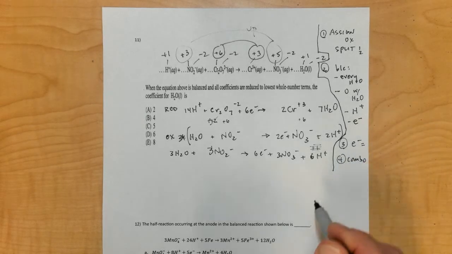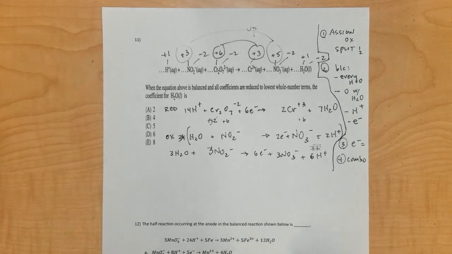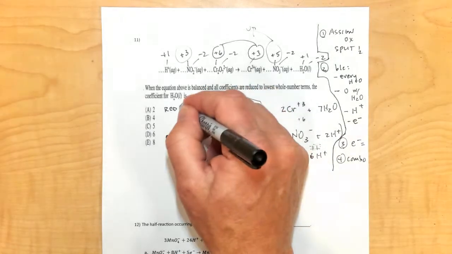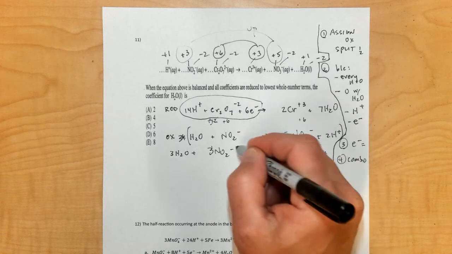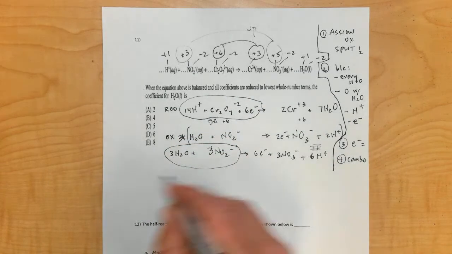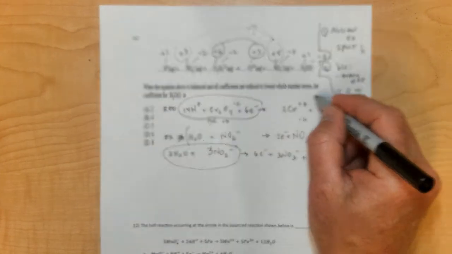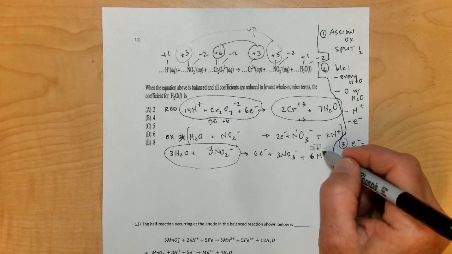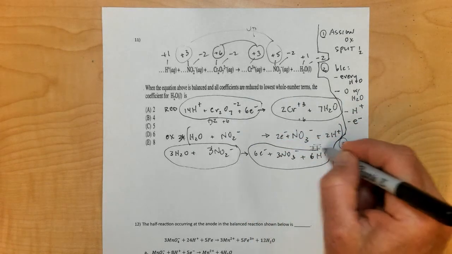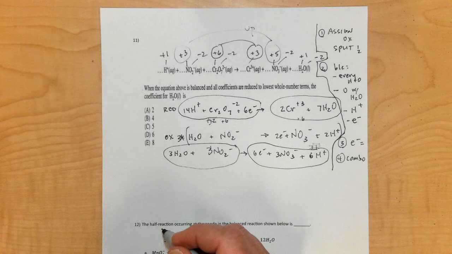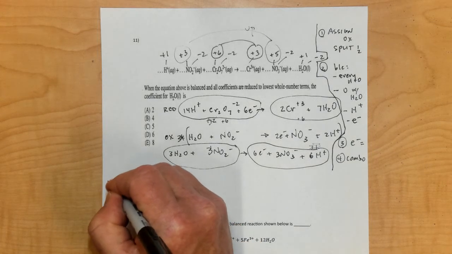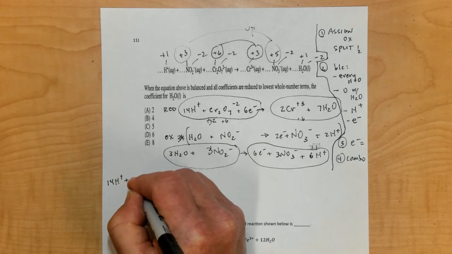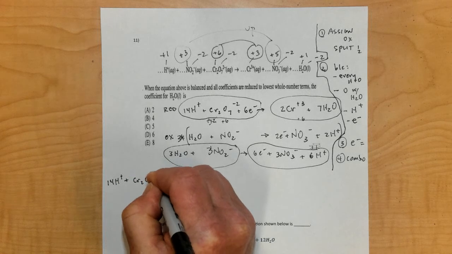So I combine the half reactions and I cancel things so that it's the same on both sides. That means this stuff is all going to combine with this stuff right here, and then this stuff is all going to combine with this stuff right here. So putting those together, we get 14 H pluses plus Cr2O7 2 minus.